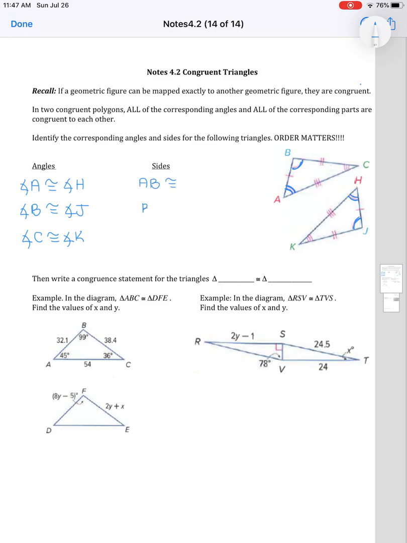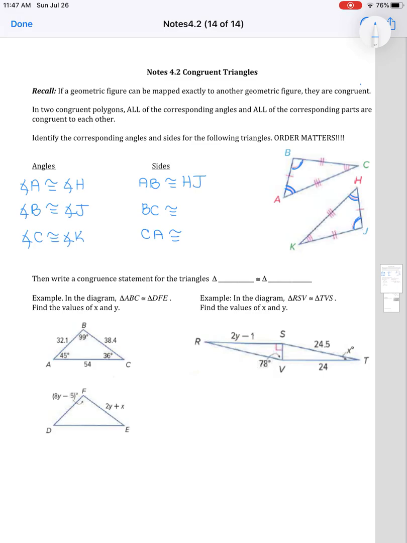And now I look at the markings. Well, A has 2 on it, and then I go to the other triangle. Well, H also has 2, which means angle A is congruent to angle H. B has 1 on it, which matches with J. Fill it into our chart. C has 3, K has 3. Fill that into our chart.